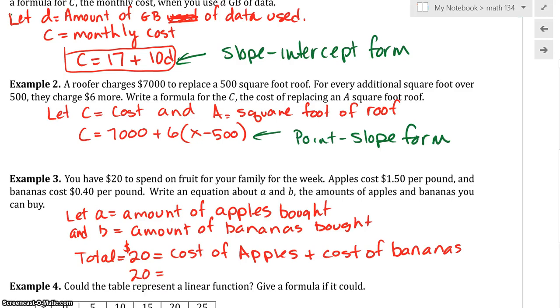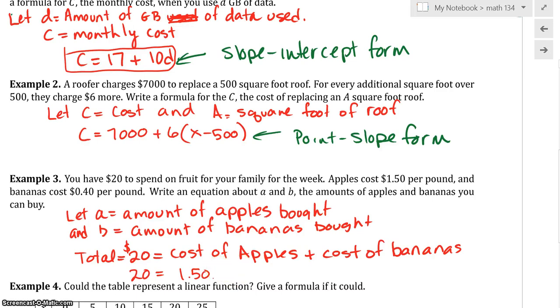What is the cost of apples? So apples cost $1.50 each, and we bought A of them. So I'm going to use that same idea as up there. It looks like the slope, and it is for the apples. But then we have this other thing about bananas. So I'm going to do the same idea. I'm going to add this.